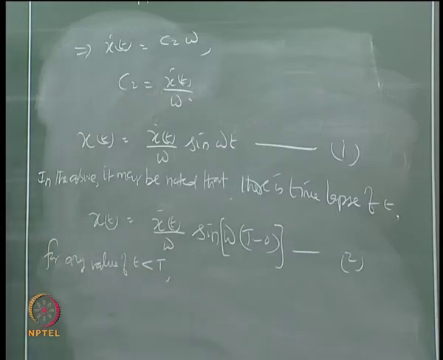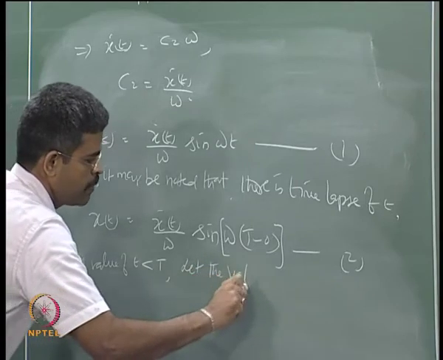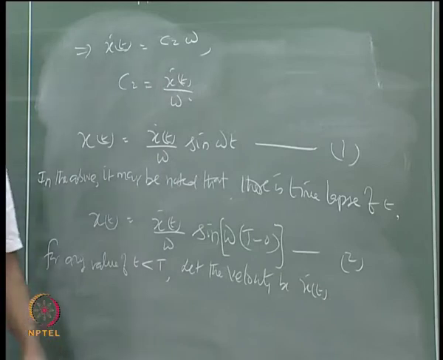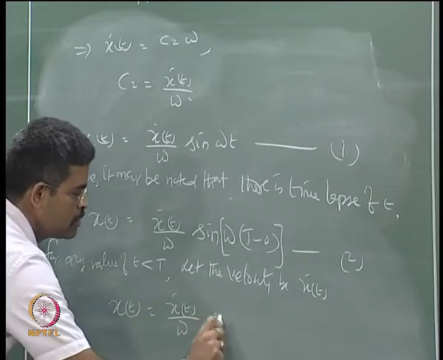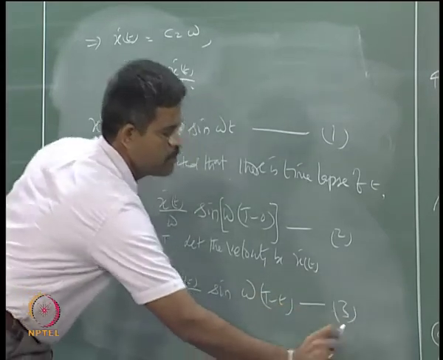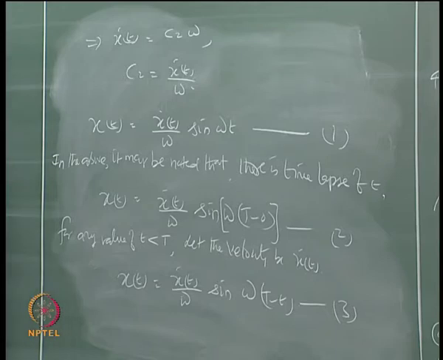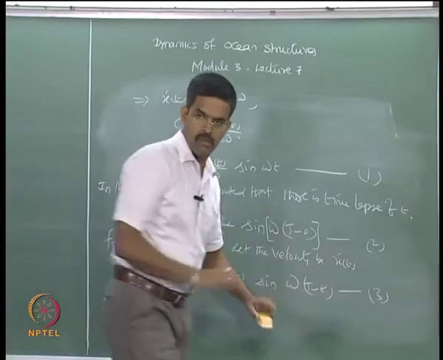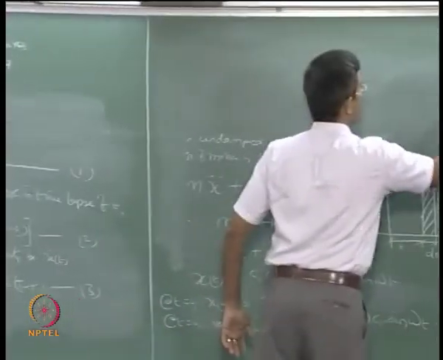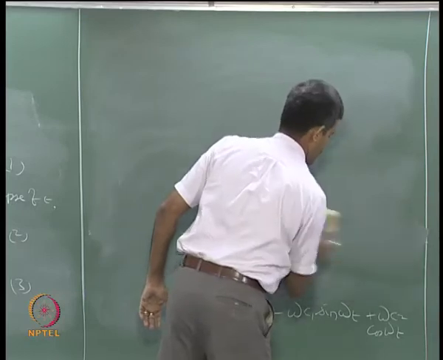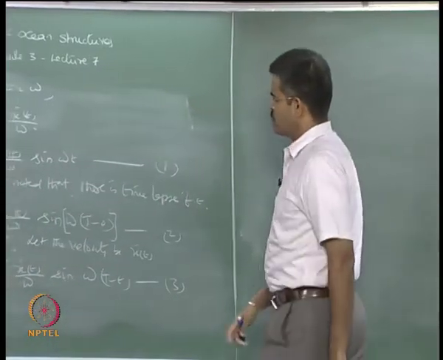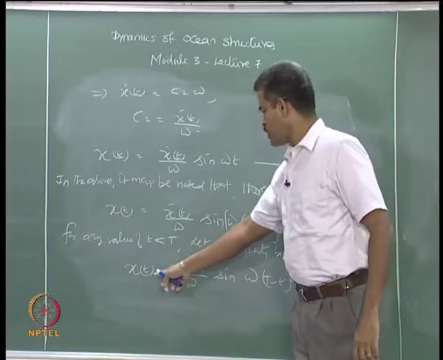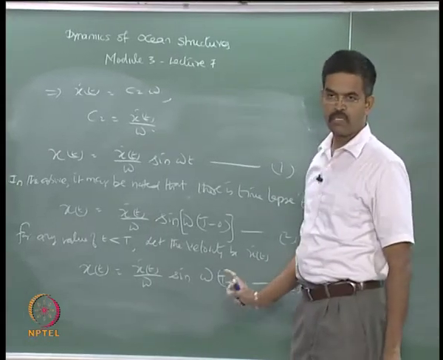less than capital T, let the velocity be x dot of t. Therefore, x of t now becomes x dot of t by omega sin omega t minus T, because I am implementing the velocity lapse also. Is it clear? Because there is a lapse of small t, which is less than the capital T, which is the period of the loading. So for that, the velocity is replaced with the lapse of t minus T here.